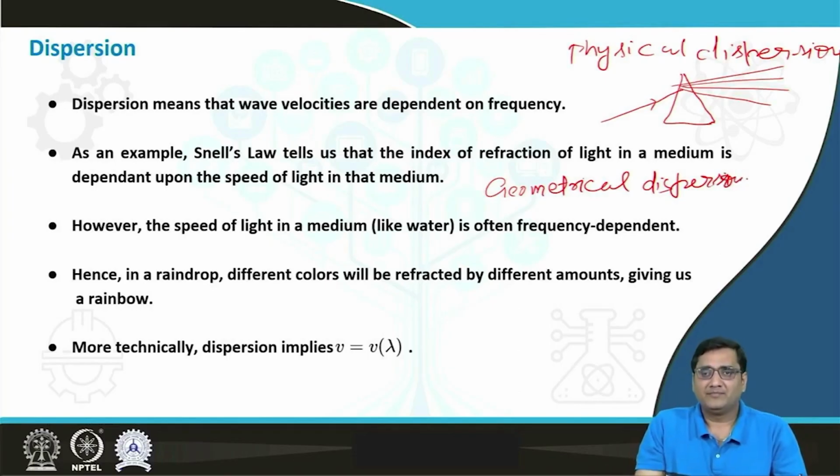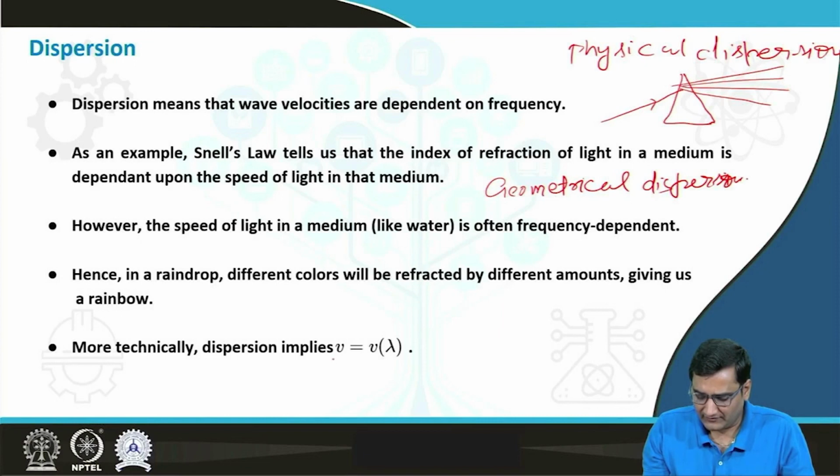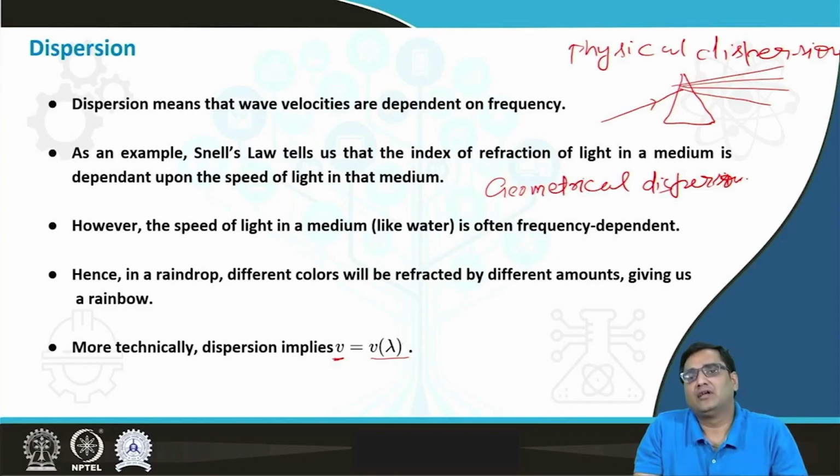In the case of light, the speed of light in a medium, maybe in water, is often frequency dependent. If you look at a raindrop, when light falls on it, it gets refracted into different colors by different amounts, and that gives us a rainbow. That phenomenon is known as physical dispersion. If we define it more technically, dispersion means the velocity of the waves depends upon the wavelength, or you can say different wavelengths in a wave travel with different velocities.